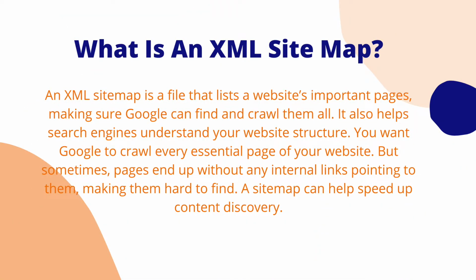An XML sitemap is a file that lists a website's important pages, making sure Google can find and crawl them all. It also helps search engines understand your website structure, and you want Google to crawl every essential page of your website. But sometimes pages end up without any internal links pointing to them, making them hard to find. A sitemap can help speed up content discovery.